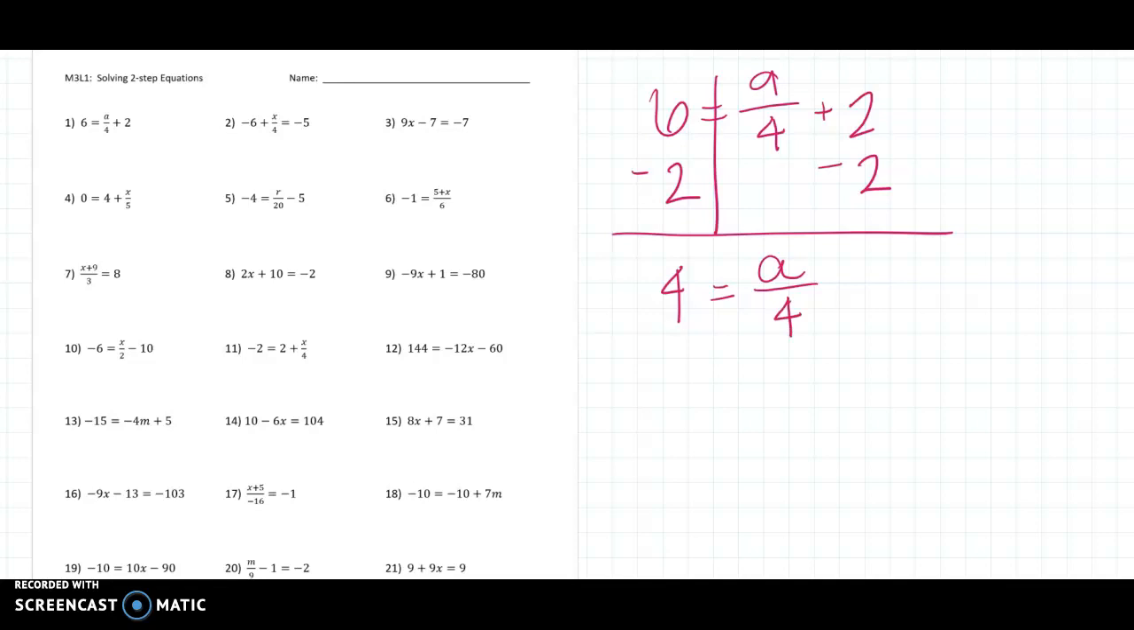Now I said a divided by 4. This sign is division, so the opposite operation of division is multiplication. We need to multiply both sides by 4. So 16 is equal to a.